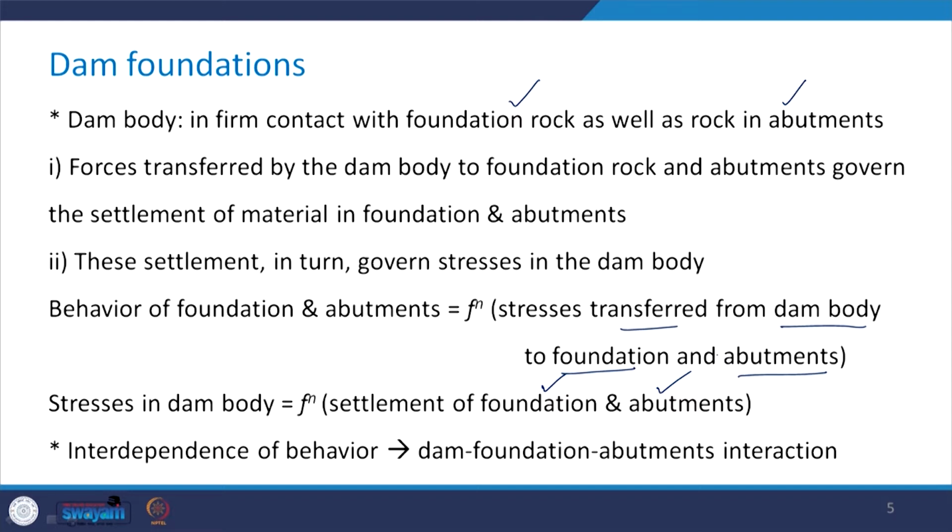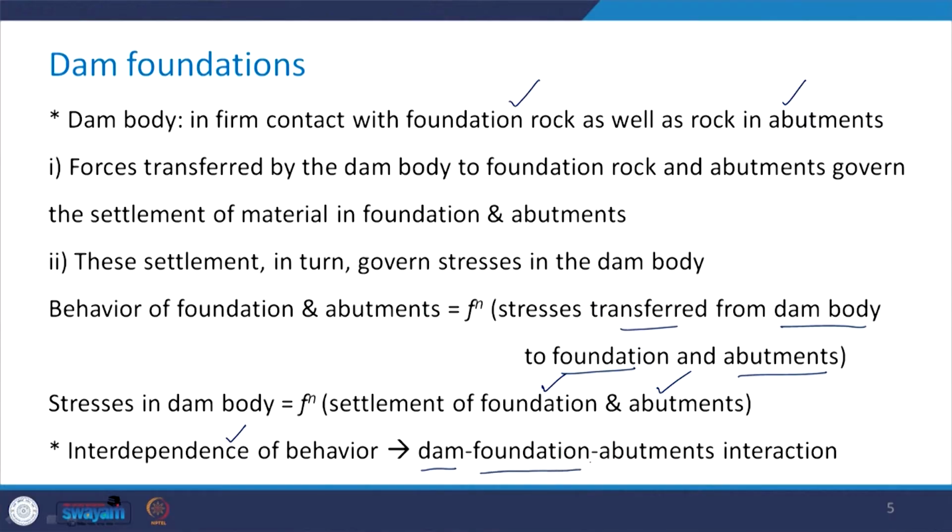So you can see here that there is going to be the interdependence of the behavior. So this is what is called dam foundation abutments interaction. That is, the behavior of one aspect is influencing the behavior of the other part and vice versa. So there is the interdependence of behavior, and this is called dam foundation abutments interaction.